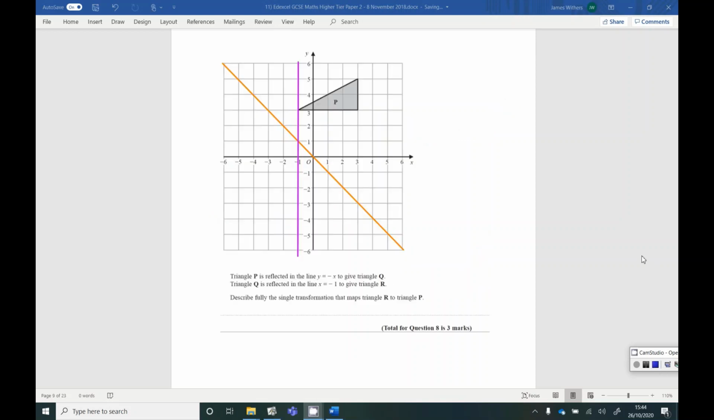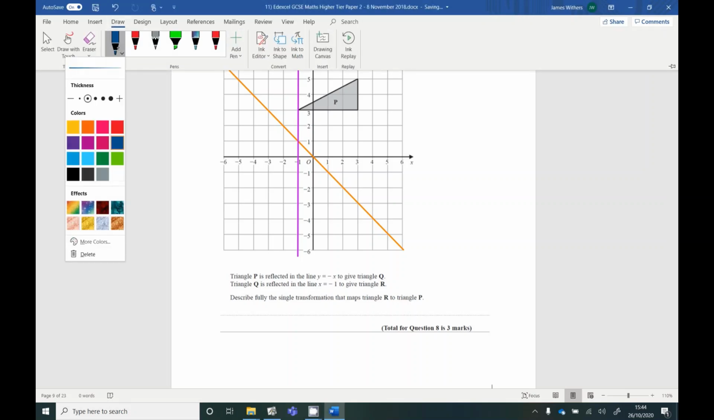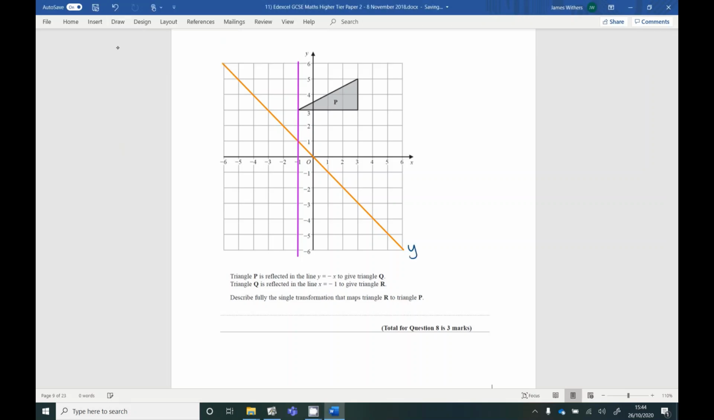So question 8. I've had to pop the lines in before I started the video here, otherwise I just can't do it accurately enough. So the first thing I've drawn here is the line y equals minus x. That's where the x coordinates and the y coordinates are the same but with a change of sign. So minus 1, 1, minus 2, 2, and so on.